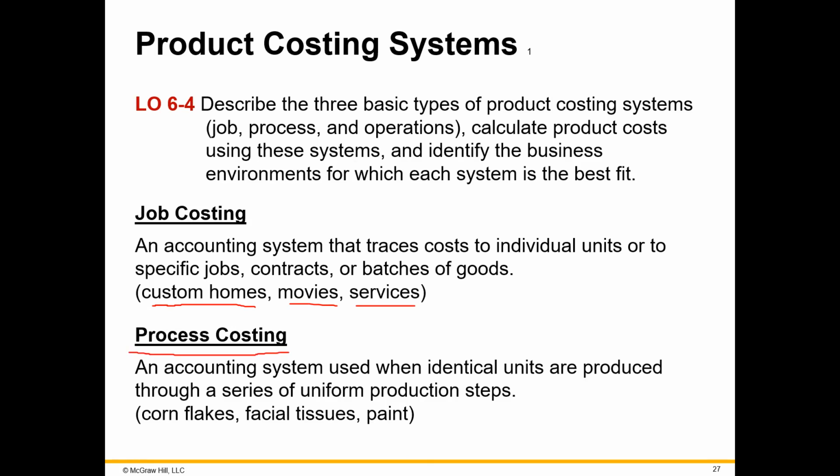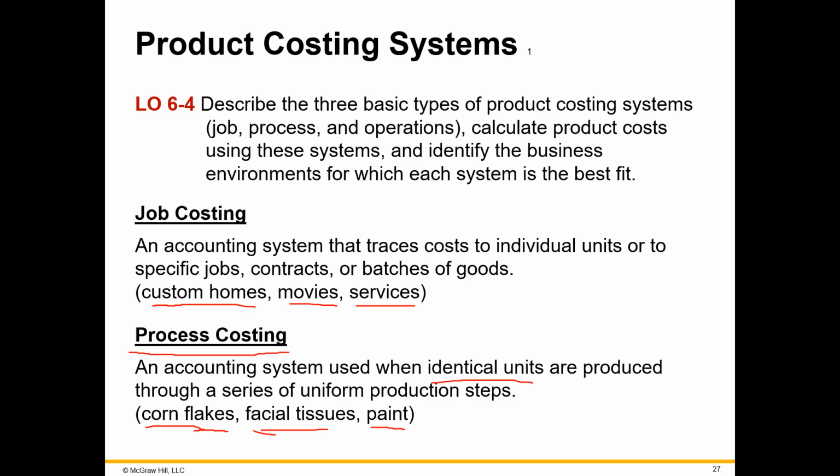These types of manufacturers, they do have repetitive processes, so the best way to track these costs is not by per box of cornflakes or box of facial tissue. The best way to track these costs is going to be by keeping an eye on the overall process of making these products. These products are going to be identical, and so it doesn't really make sense to look at each individual, and instead we're going to look at the process.